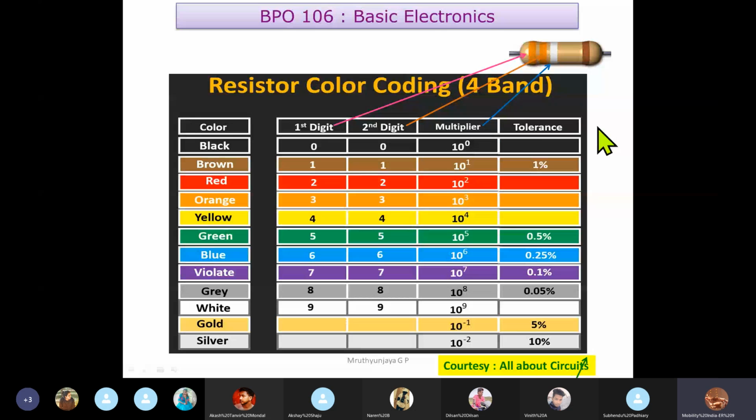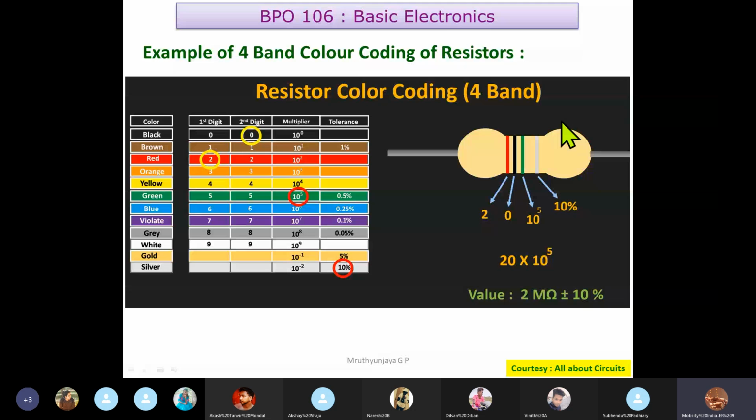The color codes are read from left to right. So, in this example, you can see red, black, green, and silver. They are the 4 colors that were discussed. Red stands for 2, black is 0, green is 5, and 5 is the multiplier here, so powers of 10, the third band. Fourth is silver, silver has got a 10% tolerance value. So this is the 4 band resistor which has got a value of 20 into 10 to the power 5, or 2 megohms.